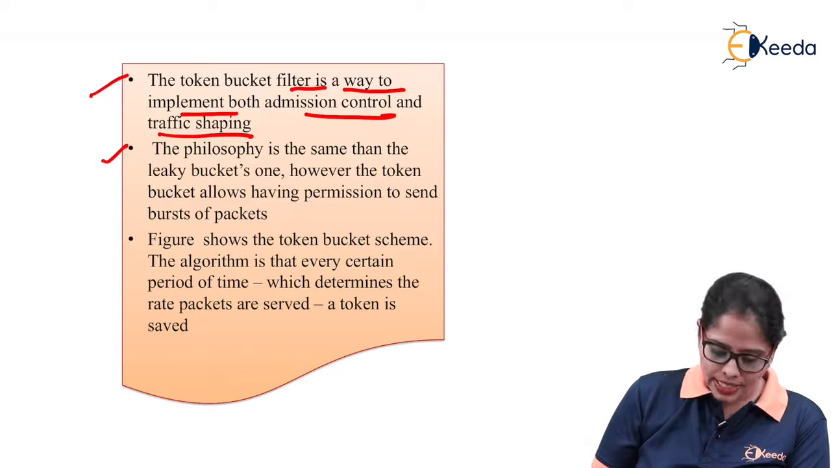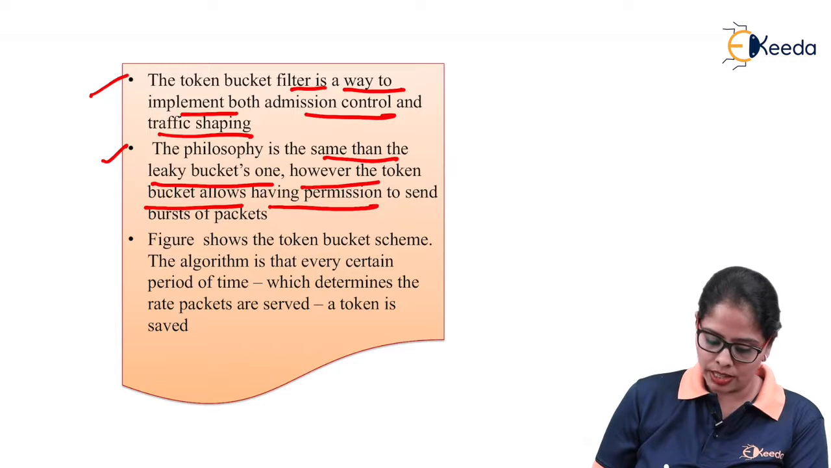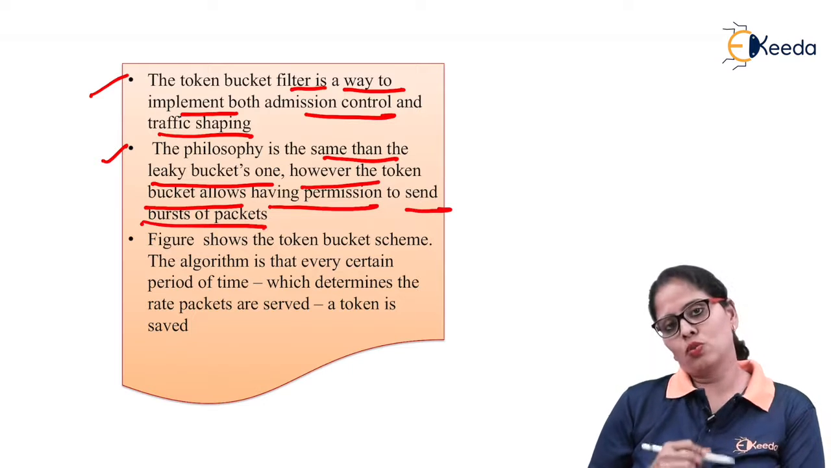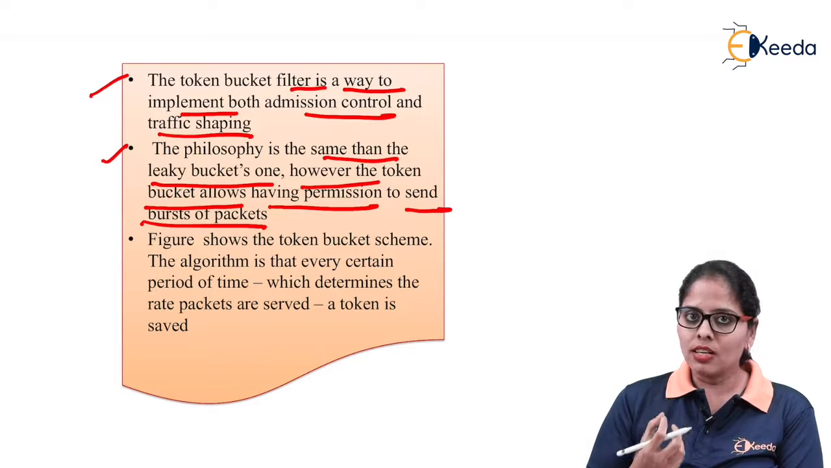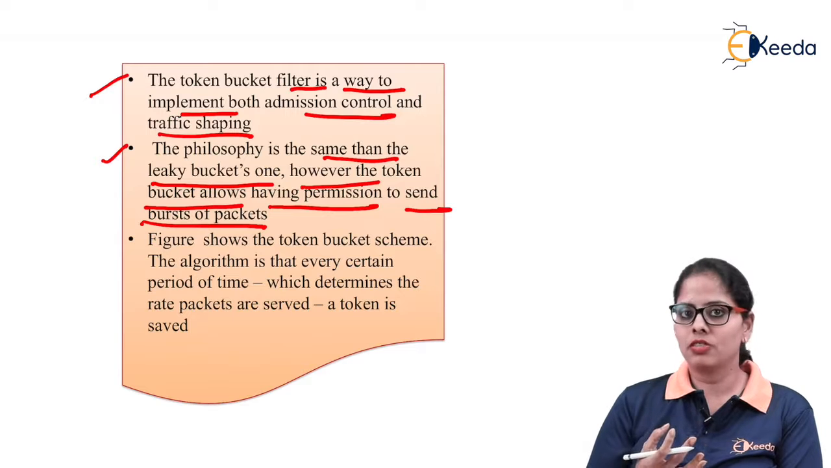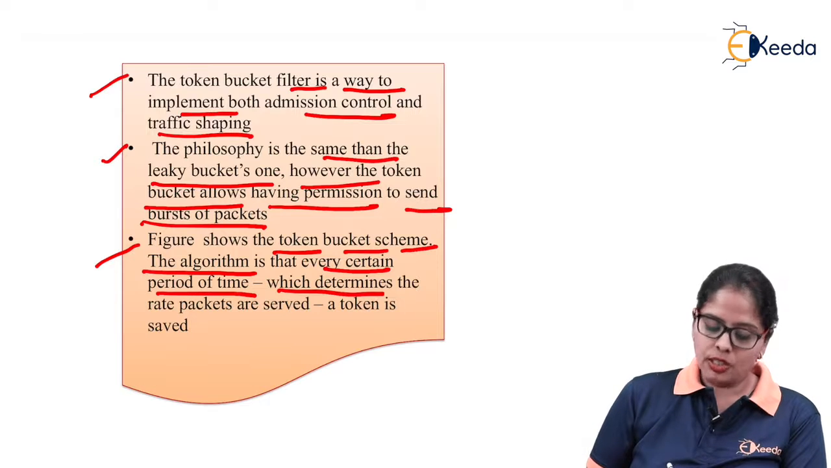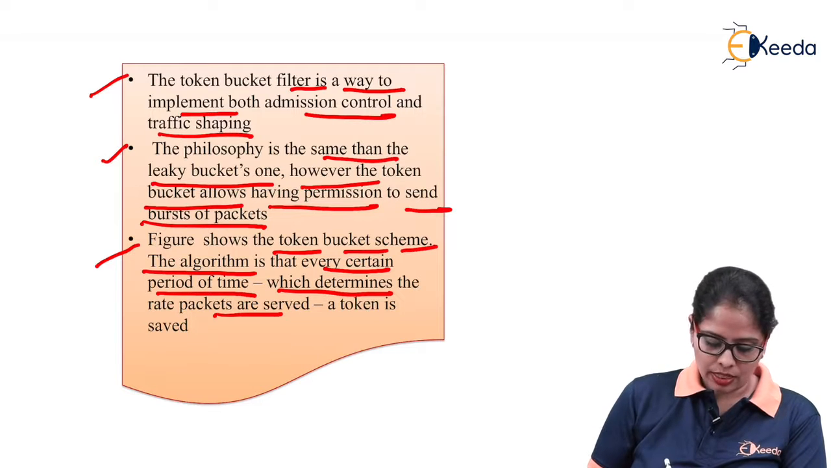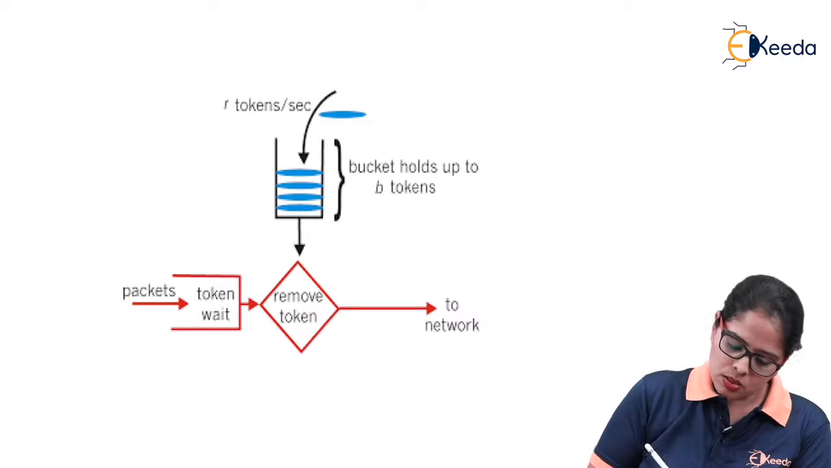The philosophy is the same as the leaky bucket's. However, the token bucket allows having permission to send bursts of packets. So whenever you want to send bursty traffic, at that time the tokens have been accumulated, and you can send the bursty traffic also. The figure shows the token bucket scheme. In the algorithm, every certain period of time, which determines the rate, packets are served and tokens are served. So now let us discuss this with the help of an example. Now this is my token bucket.